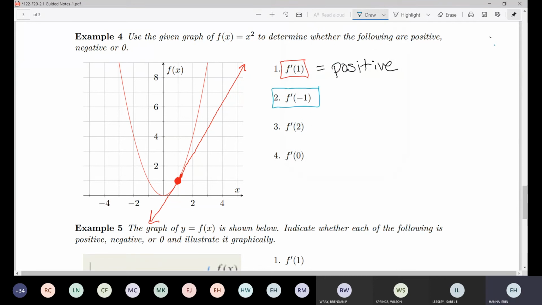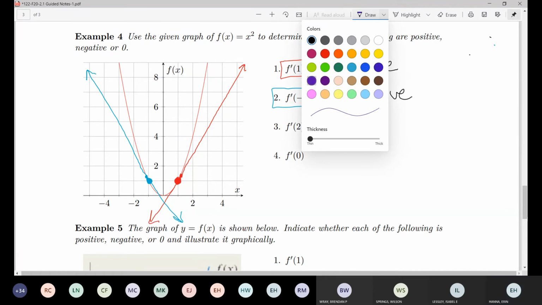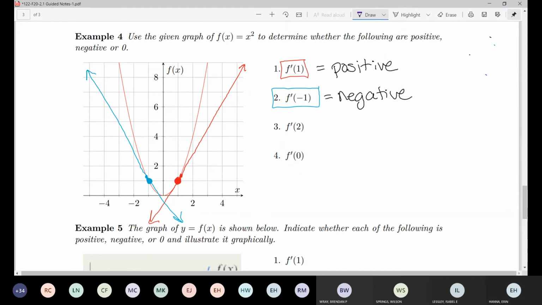What about f prime of -1? Let's go over to -1. Take something obnoxiously close to it. Draw a line between those 2 points. Look at the slope of that line. Is the slope of that line positive, negative, or approximately 0? That line is decreasing, so it's negative. All right. What about f prime of 2?